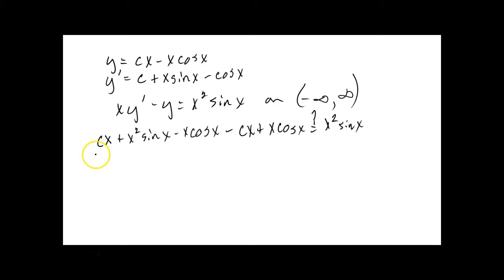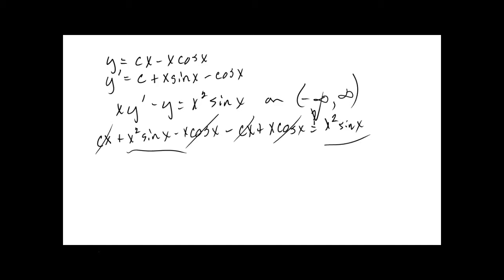Well, sure enough, here you have cx minus cx, those add to 0. You have minus x cosine x plus x cosine x, those add to 0. And sure enough, we have x squared sine x is equal to x squared sine x. That does equal. So sure enough, that is a solution for this. Now it's a one parameter solution, c being the parameter. And that makes sense because this is a first order linear differential equation. Just happens to be linear. So sure enough, we do have a single parameter system there.